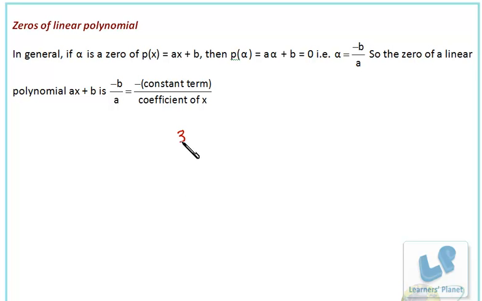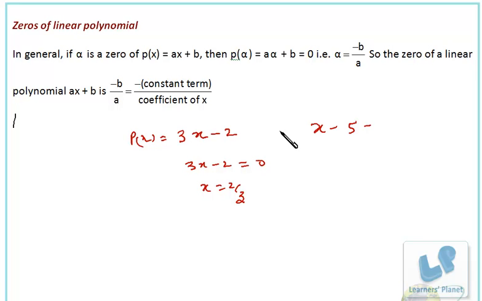Suppose I have a linear polynomial that is 3x - 2, right? Now 3x - 2 is 0. That means x is equal to 2/3. That means 2/3 is the zero of this linear polynomial. Similarly, suppose x - 5, maybe it is g(x). So x - 5 is equal to 0. That means x is equal to 5 is the zero of this polynomial, right? So similarly, we can calculate zeros of all the linear polynomials.